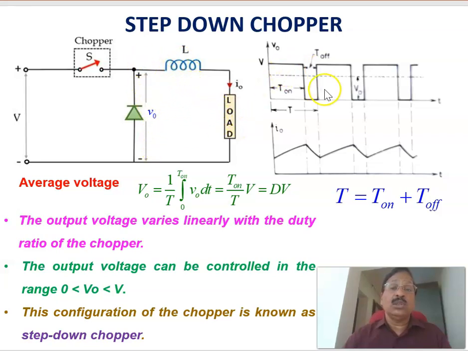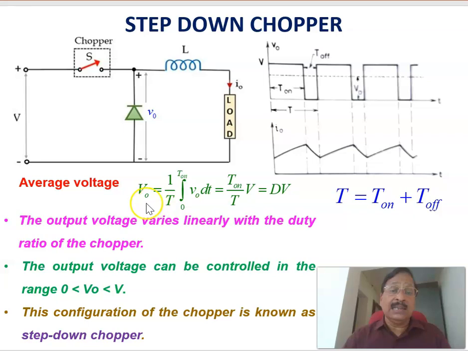So this voltage V0 is shown here. And the dotted line is the average value of the output voltage, which can be calculated by integrating the output voltage, meaning this area is calculated and spread over the total time period T.